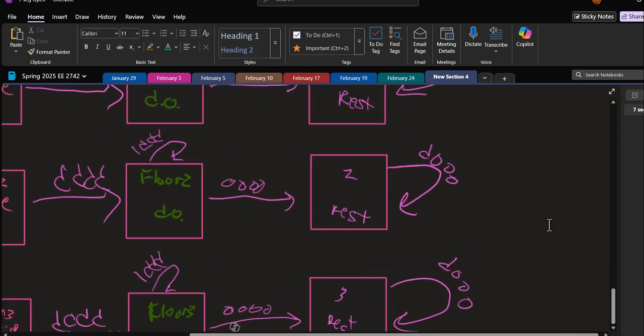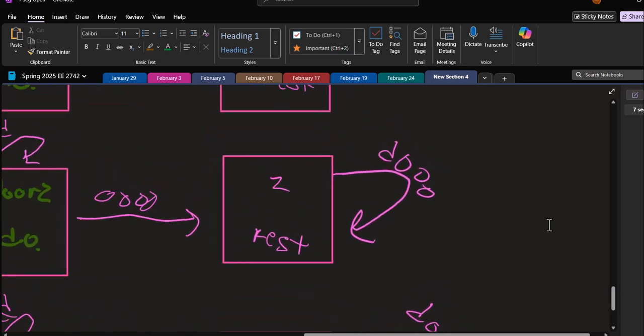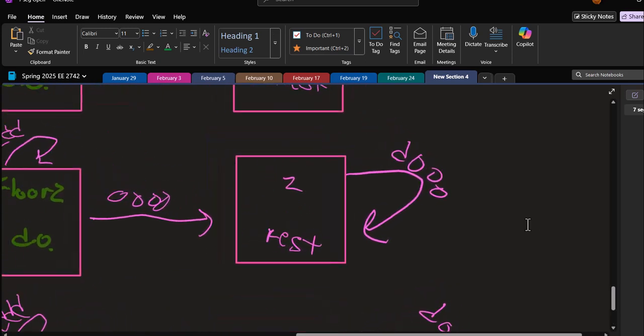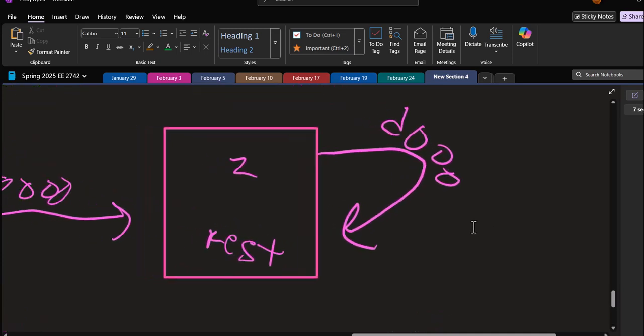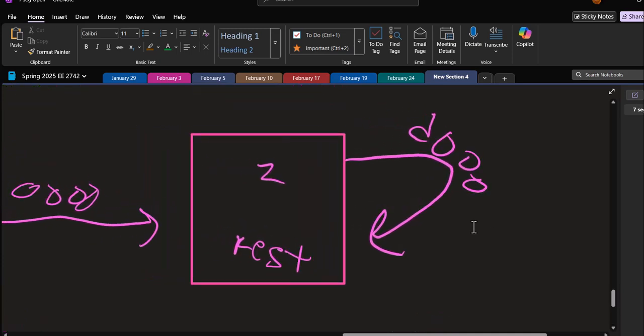Okay, so I'm going to go to the 2 rest state, and I want to think about all the things that could happen here. We have only taken care of 2 of the 16 different possibilities, because we have 1, 0, 0, 0, and 0, 0, 0, 0 say it's going to stay here. But we have taken care of those.